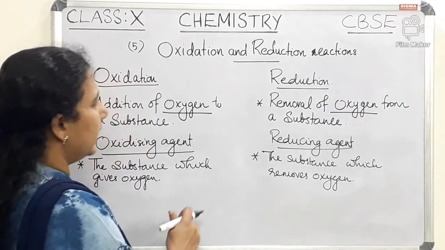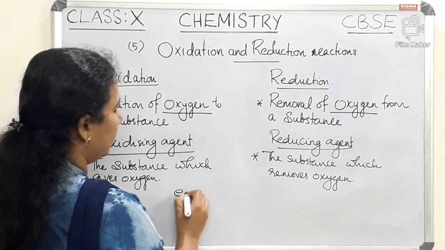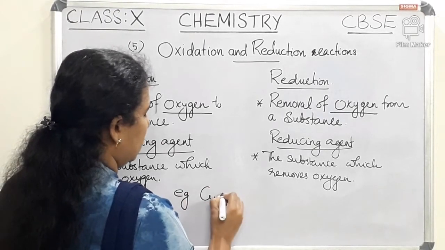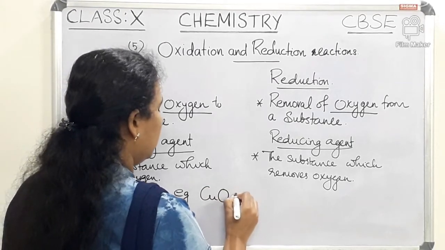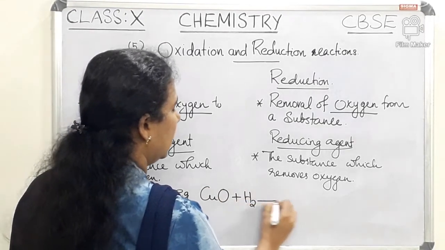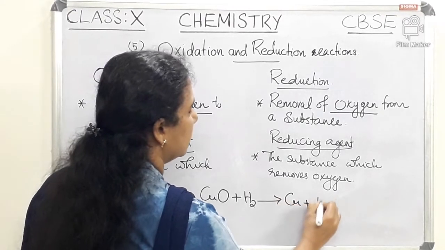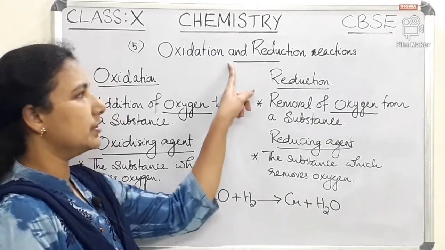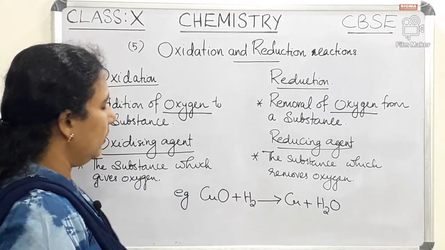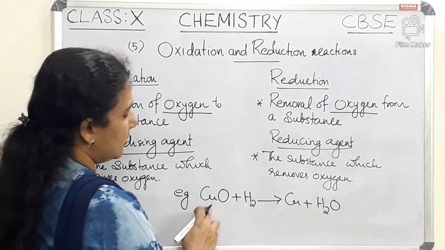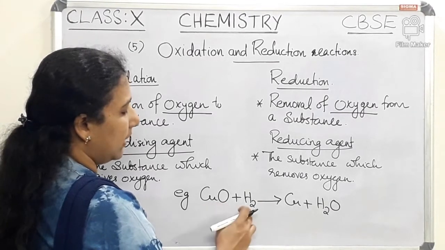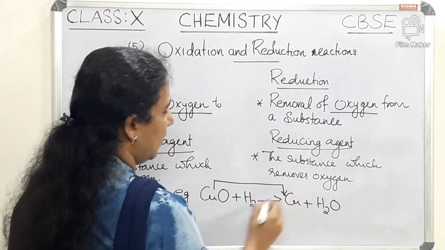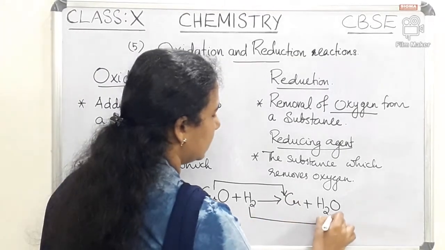So with this idea, we are going to write one example of an oxidation reduction reaction. CuO plus H2 gives Cu plus H2O. So this is an example of an oxidation reduction reaction. Now let's see what happens to the reactants. Here the reactants are CuO and H2. Here CuO changes to Cu and H2 changes to H2O.